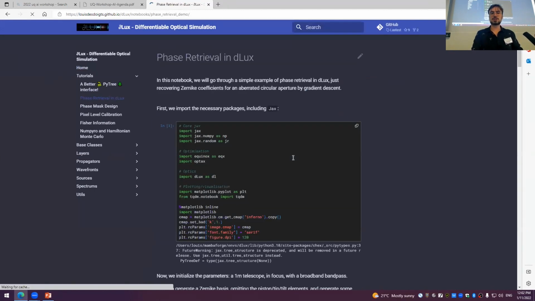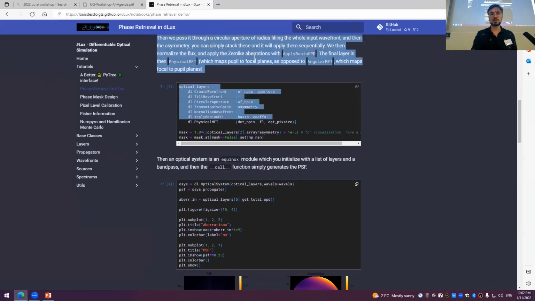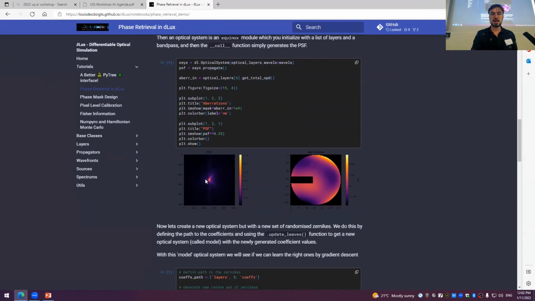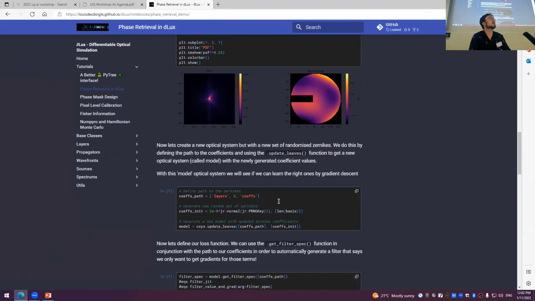And I just wanted to show you some examples where basically you can define metadata, define your optical system as a series of layers, and then bang, you can get a PSF by simply calling optical system dot propagate. So here's a PSF, right? Now, what you might want to do is infer the phases, just the aberrations on the pupil.